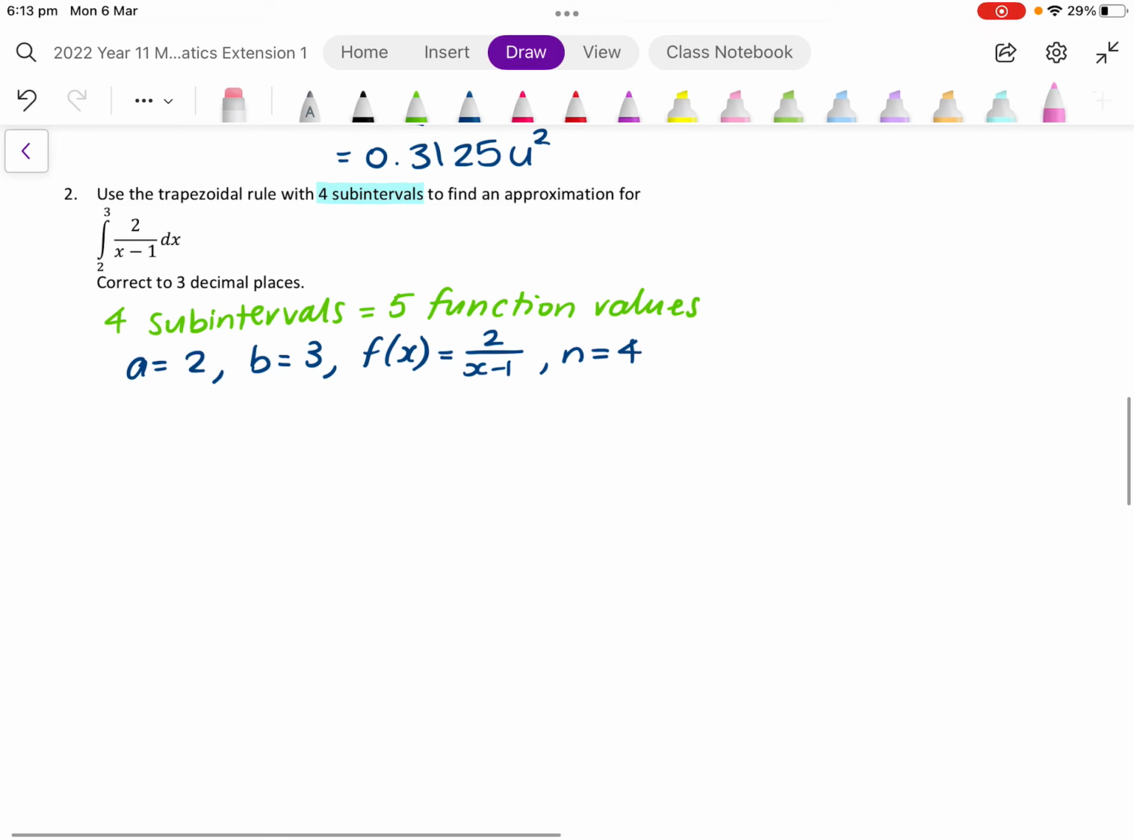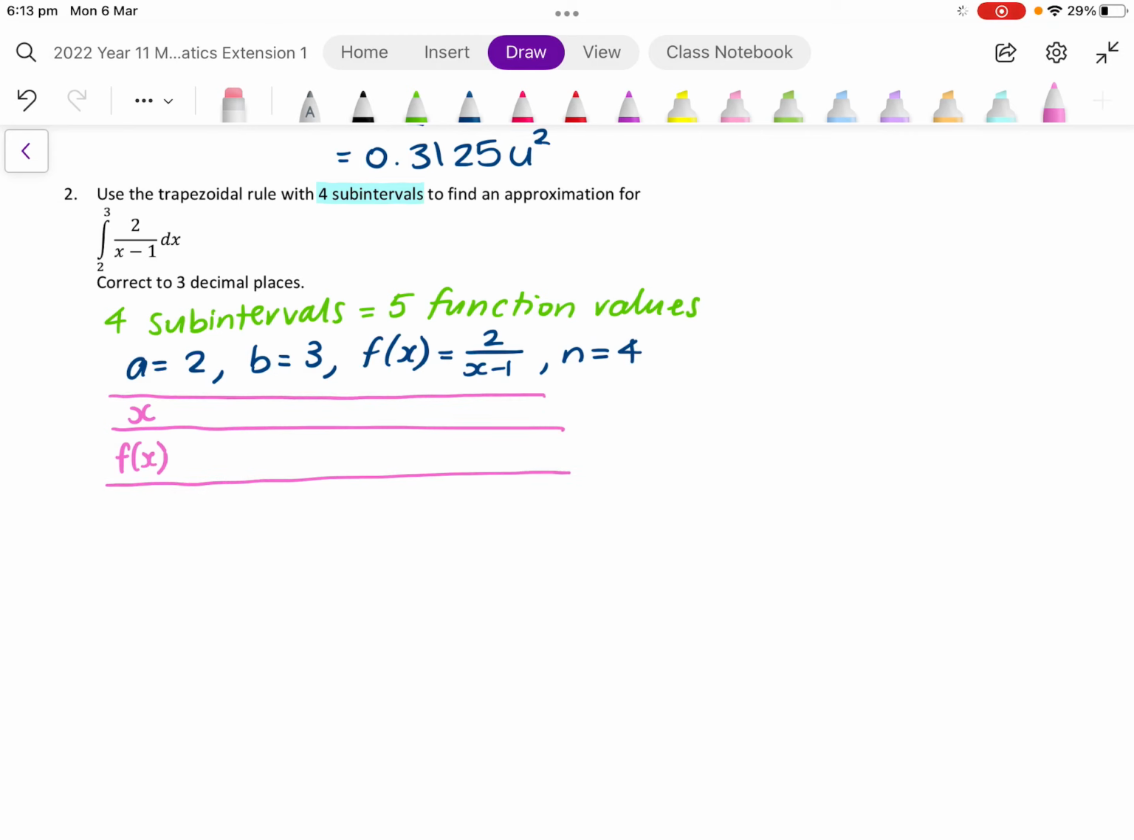We then want to draw up our table. So with our table, we'll have x and f of x, and we want to have 5 values for this table. So our first value will be 2, our last value will be 3. We then need our values in between, so we're splitting 2 and 3 up. So we will have 2.25, 2.5, and we'll have 2.75. We then need to substitute these x values into our function of 2 over x minus 1. So when we substitute in 2, we get 2.